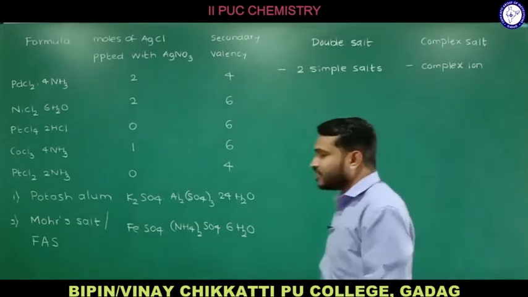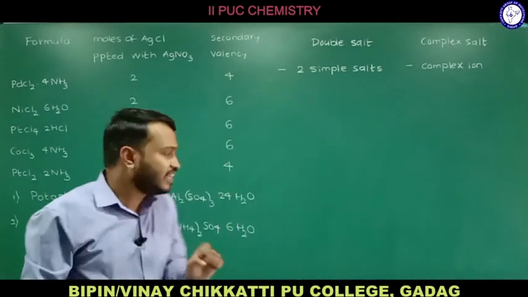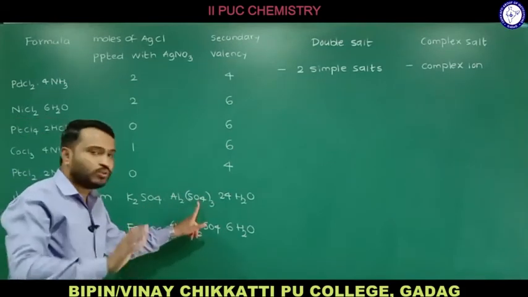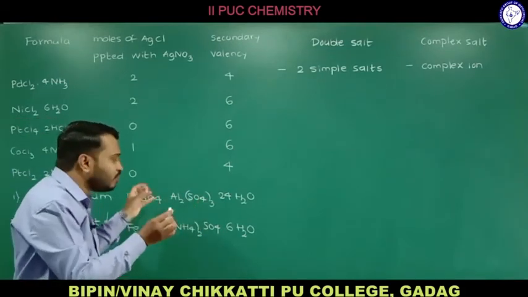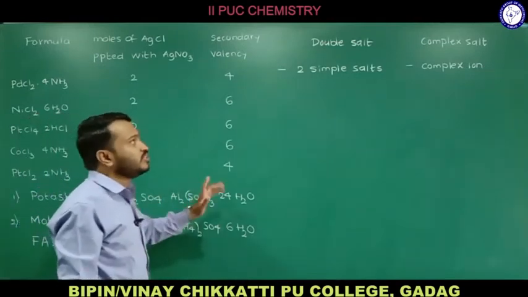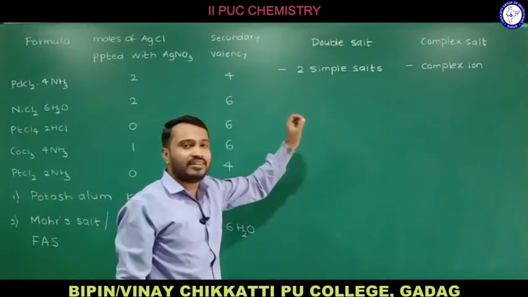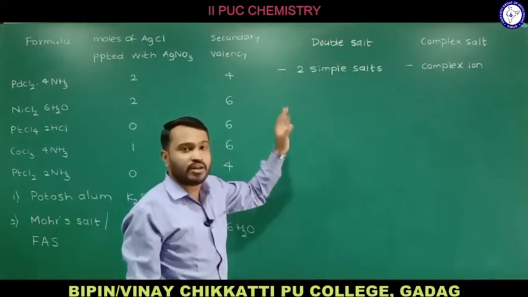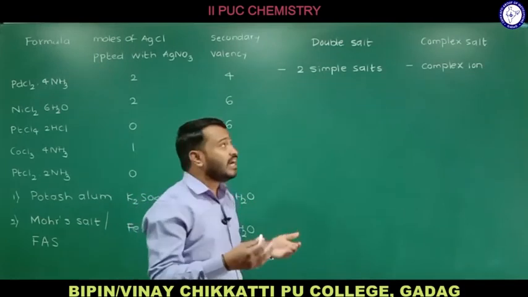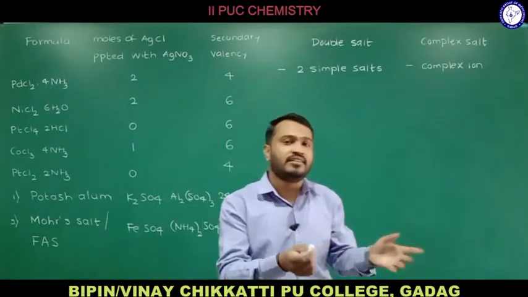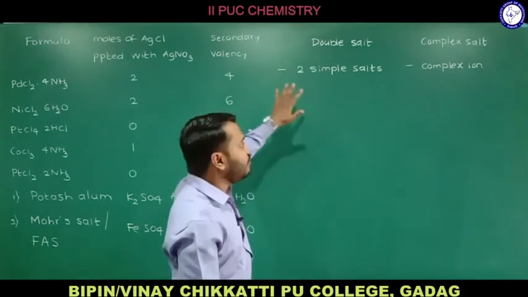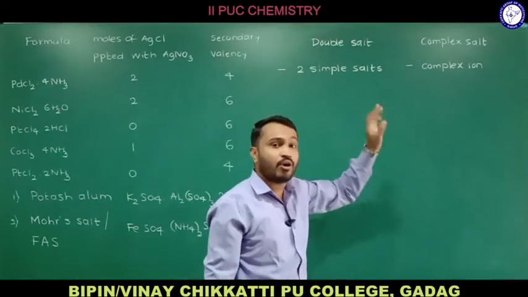So double salt contains two simple salts. How is that? Just observe here, K2SO4 is one salt, Al2(SO4)3 is one salt. So two simple salts will combine with a definite amount of water, and a double salt is going to be formed. Therefore the salt containing two simple salts is called a double salt. The salt containing a complex ion, a complex ion is nothing but a charged species containing a central metal atom surrounded by the ligands, we know. Therefore here we have two simple salts and here we have a complex ion.